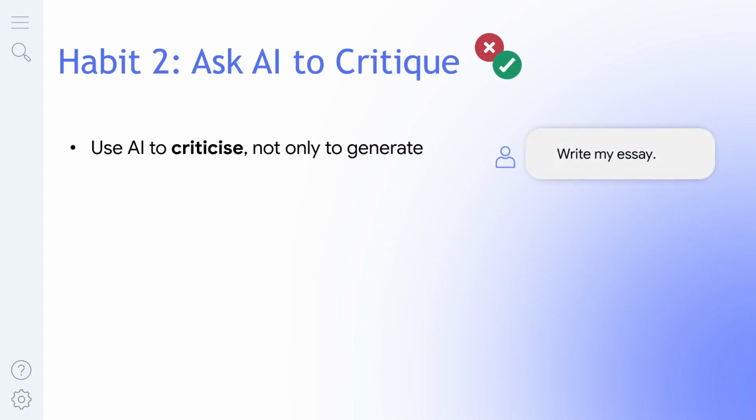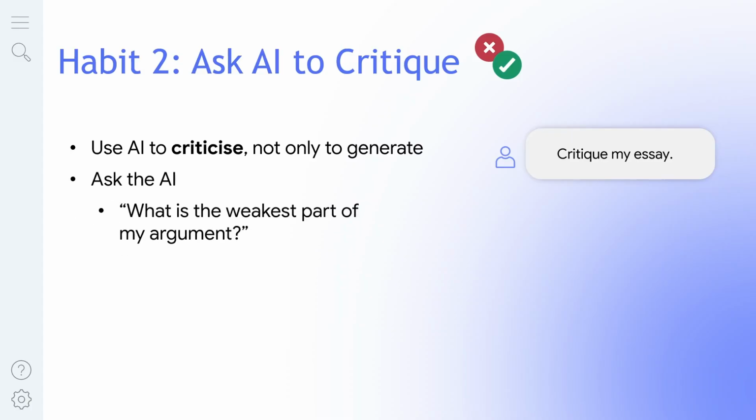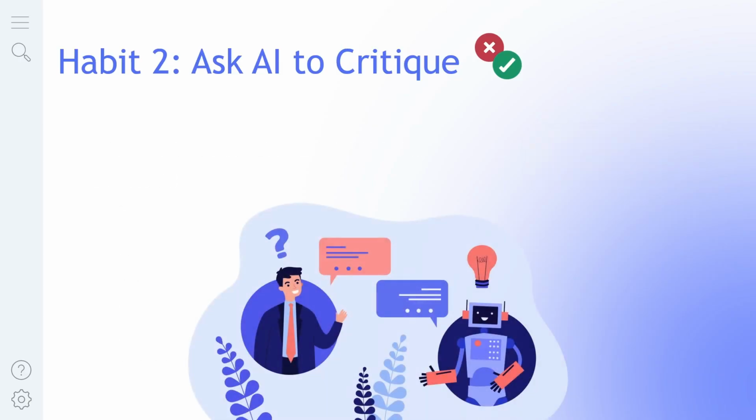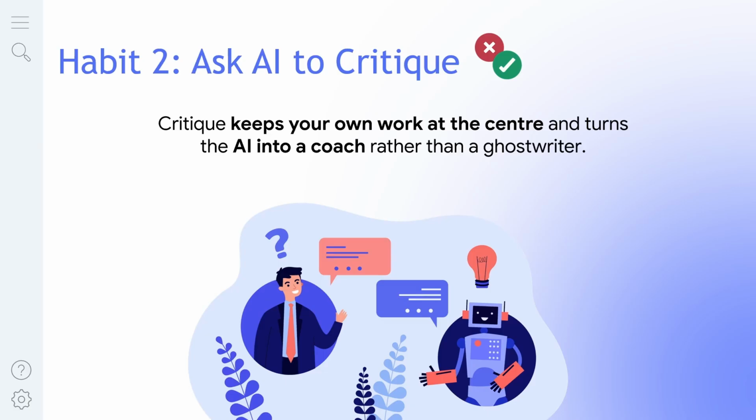Habit 2. Use AI to criticize, not only to generate. Instead of "write my essay," try "critique my essay" and ask what the weakest part of your argument is, what a skeptical examiner would say, which claim needs evidence, and what's missing. Critique keeps your own work at the center and turns the AI into a coach rather than a ghostwriter.